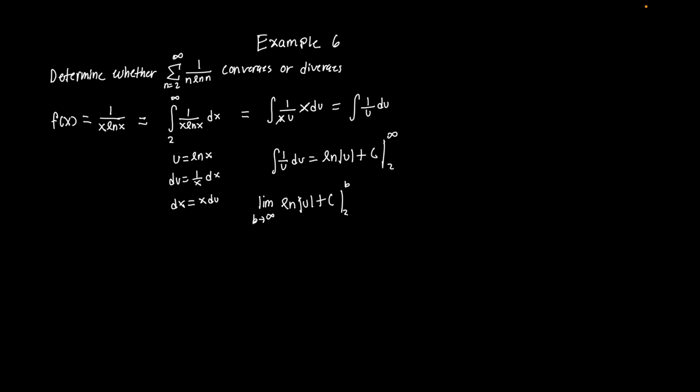So it's going to be the limit as b approaches infinity of the natural log of, well, u was equal to natural log, so this is going to be the natural log of the natural log of b, minus the natural log of the natural log of 2.